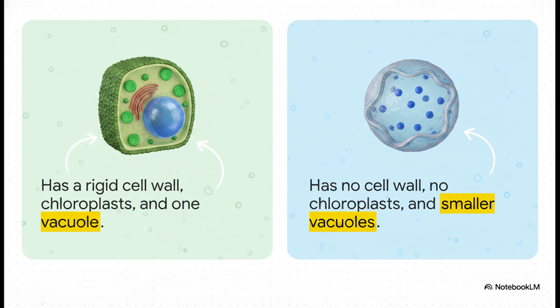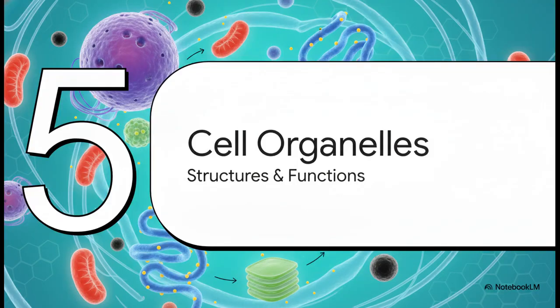Animal cells, on the other hand, lack a cell wall entirely. We definitely don't have chloroplasts to make our own food, and our vacuoles are much, much smaller and fluid-filled. On to Section 5, Cell Organelles, Structures and Functions.